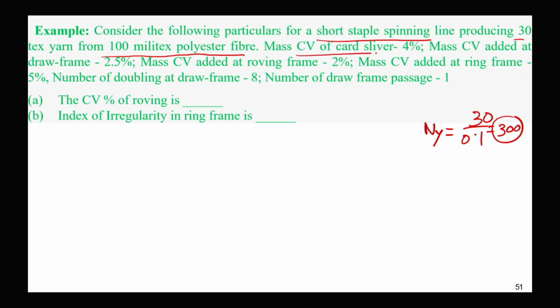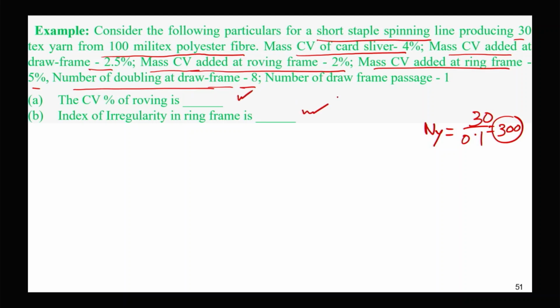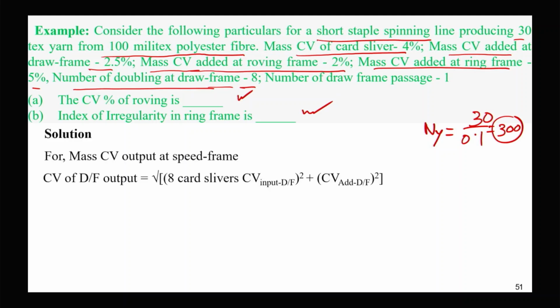Mass CV of card sliver is 4%. Mass CV added at draw frame is 2%. Mass CV added at roving frame 2%. Mass CV added at ring frame 5%. Number of doubling at draw frame 8. So these are the conditions given. So CV% of roving we have to calculate, and index of irregularity of ring frame. So we will continue in a similar way.